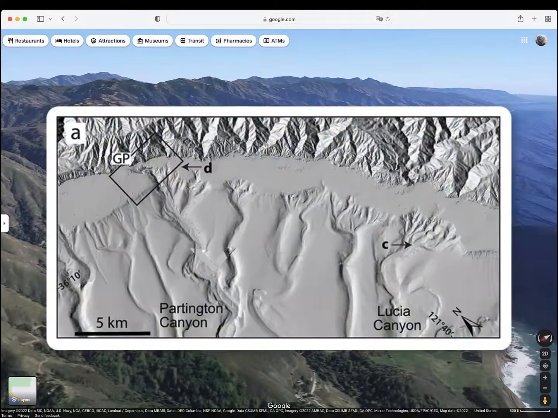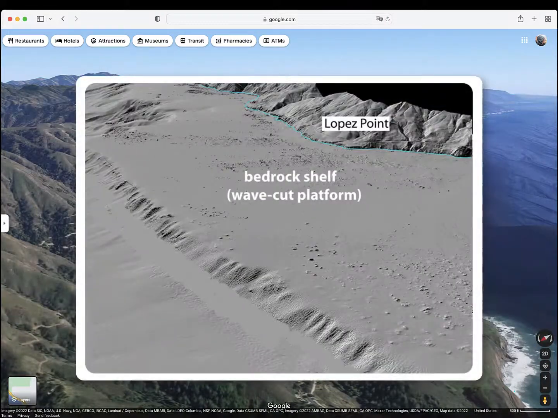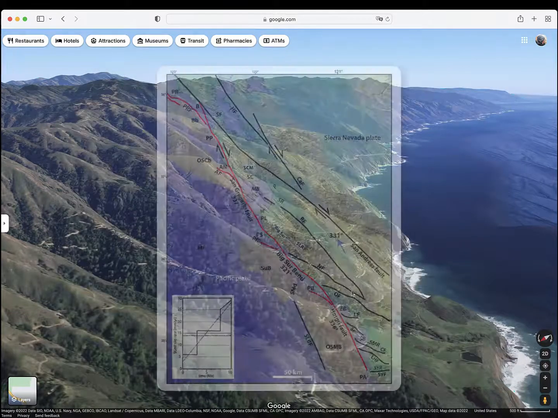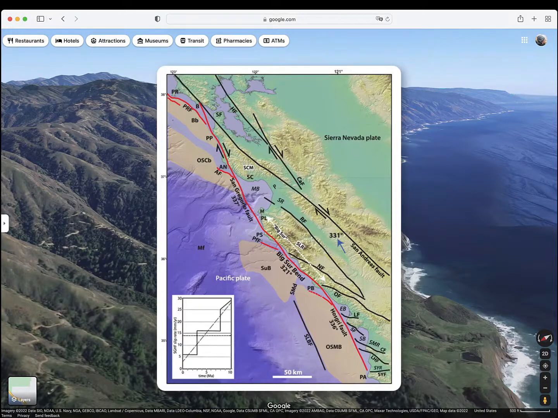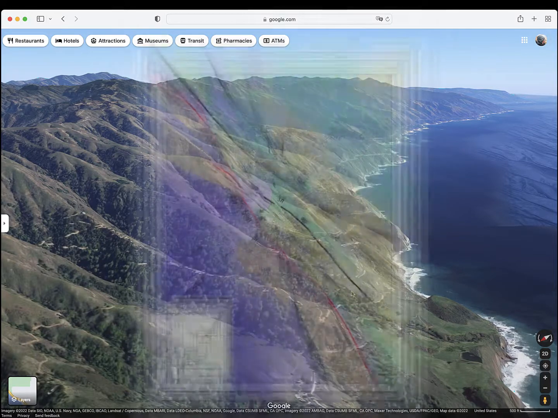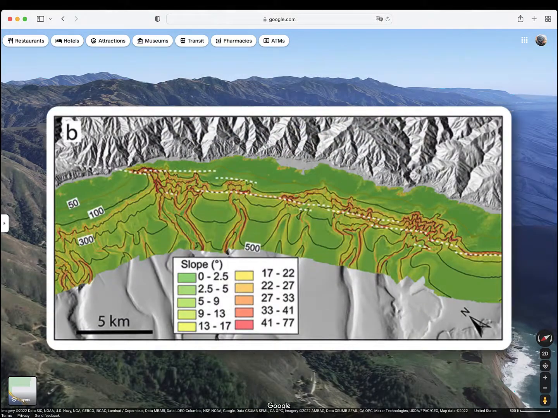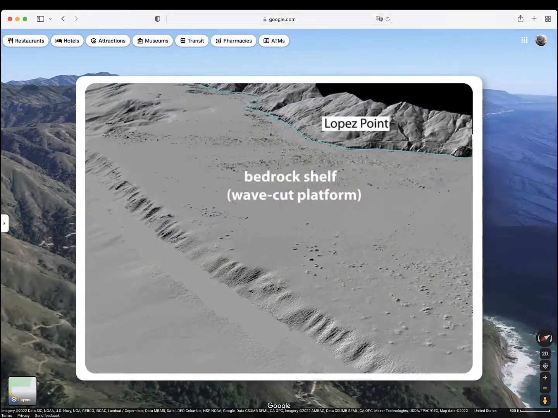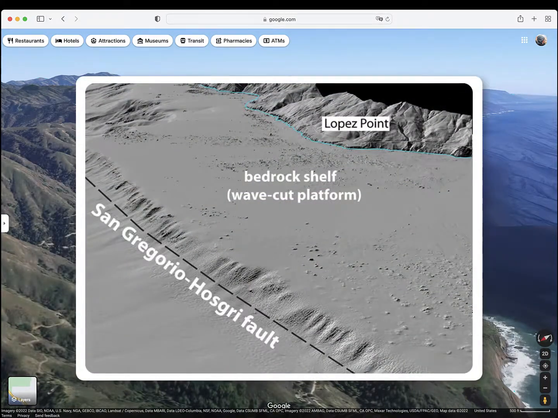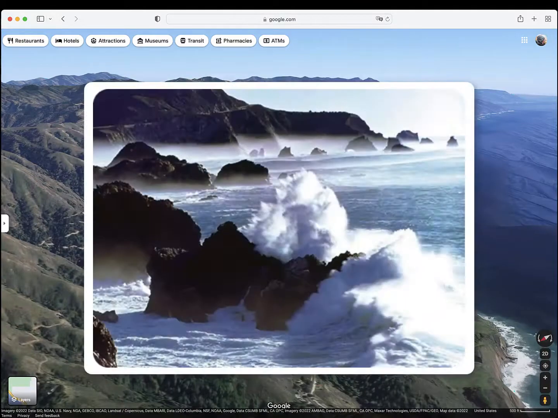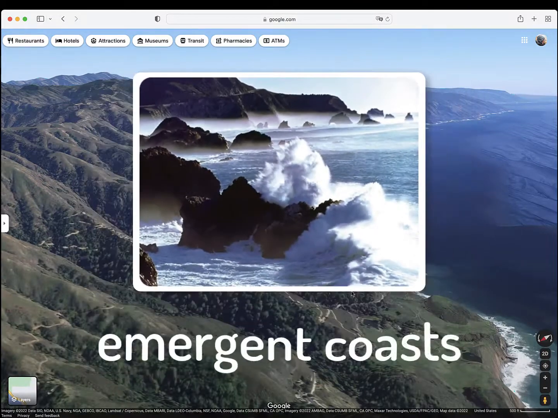The continental shelf is very narrow, typically only a few kilometers wide, and is essentially a rocky wave-cut bench formed during previous periods of lower sea levels during the Ice Age. Tectonism is the main factor explaining this coastal topography, where several active faults, including the San Gregorio Hosgri Fault and others, trend roughly parallel to the coastline. Tectonism and uplift are why areas like this are often referred to as emergent coasts.